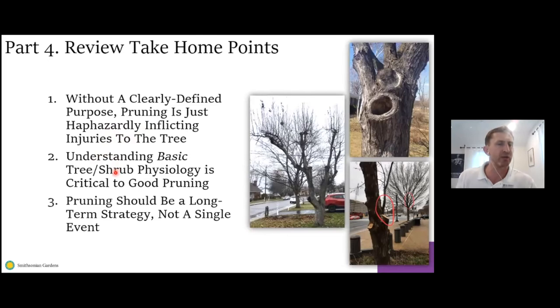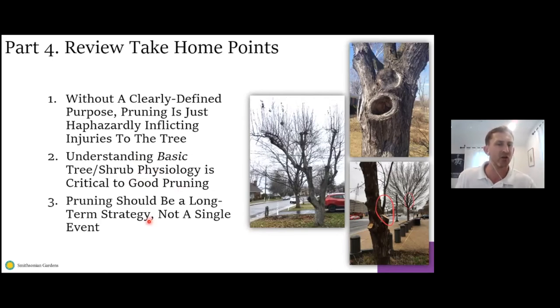Second, understanding basic tree and shrub physiology is critical to good pruning. And this isn't complicated stuff, but if I make a big cut to a tree, it's more likely to decay. If I take all the leaves off the tree, it's probably going to stress it out a little bit. And of course, with everything we're discussing about plant hormone signals, often we can understand exactly how a tree is going to respond.